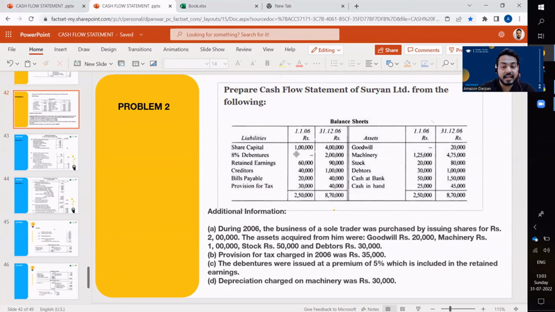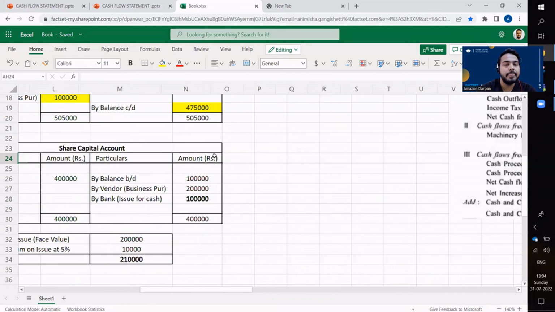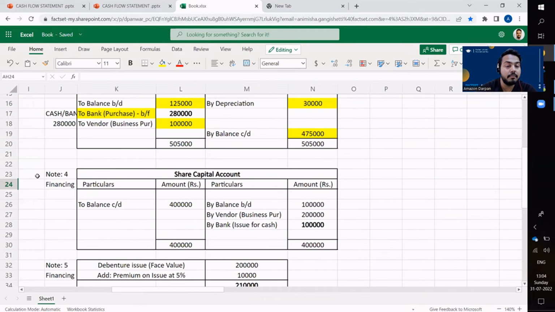So if we saw that share capital opening is 1 lakh, closing is 4 lakhs, and 50,000 is the amount which we received. Okay, we'll quickly glance through. Yes. So cash proceeds from issue of shares, 1 lakh rupees. Why did we get only 1 lakh rupees as the amount? Why? So we have to check the note number 4 to understand its computation. Okay. So we made this note number 4, which is share capital account.